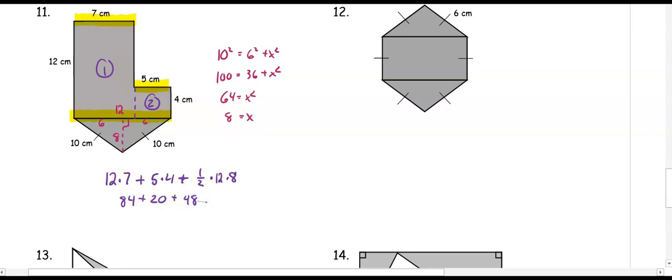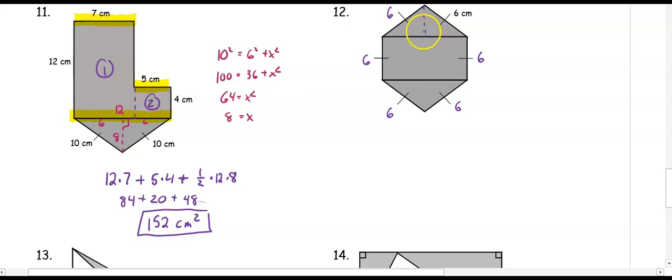Because those are all just constant numbers, we can add them together, and we get our area then is 152 centimeters squared. Number 12, we have what looks like a hexagon that has been split into 2 triangles and a rectangle. So we know that all of these sides have to be 6 because they all have this same congruency mark.